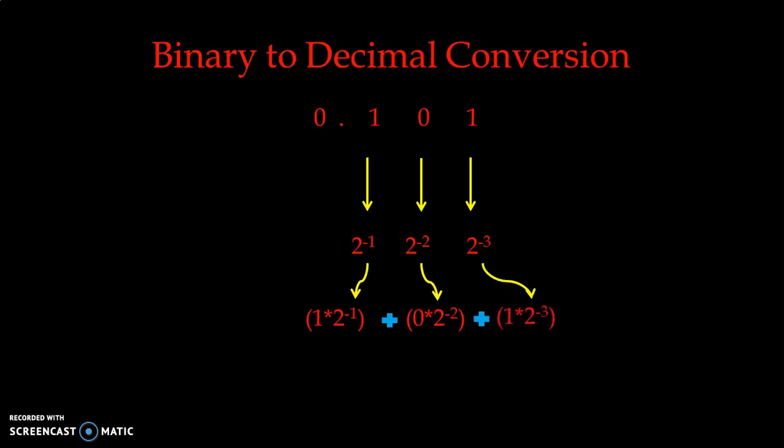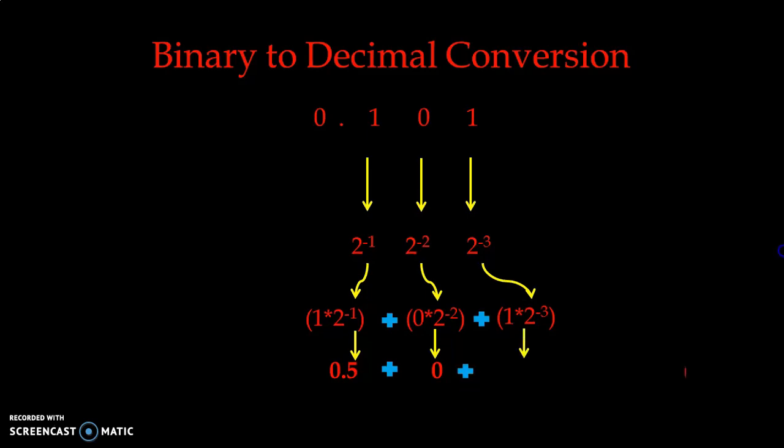Now 2 raised to minus 1 is 1 upon 2, and the value will be 0.5. So if we multiply with 1, the answer will be 0.5. The same way we have to do the addition. If we multiply any value with 0, the answer will be 0. Then 2 raised to minus 3 is 1 upon 2 raised to 3, that is 1 upon 2 multiplied by 2 multiplied by 2, which is 1 upon 8. So we multiply 1 upon 8 with 1.